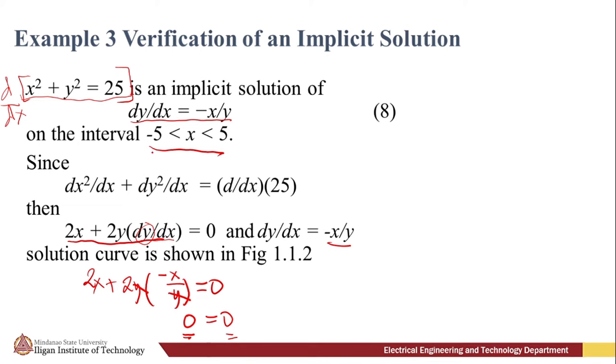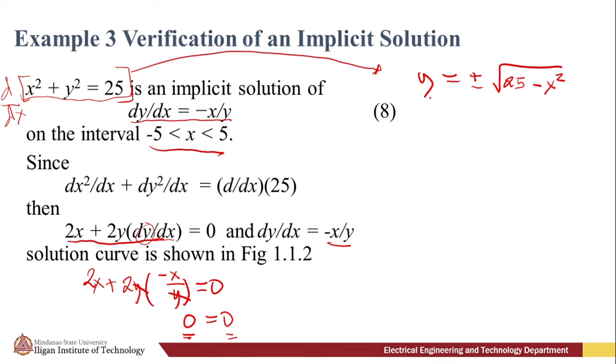So one way of verifying if the given function is a solution for the differential equation, if you have this implicit form, is to rewrite it in its explicit form. So we have y equals plus or minus the square root of 25 minus x squared. We just rearrange this equation where we keep the dependent variable on the left-hand side of the equation.